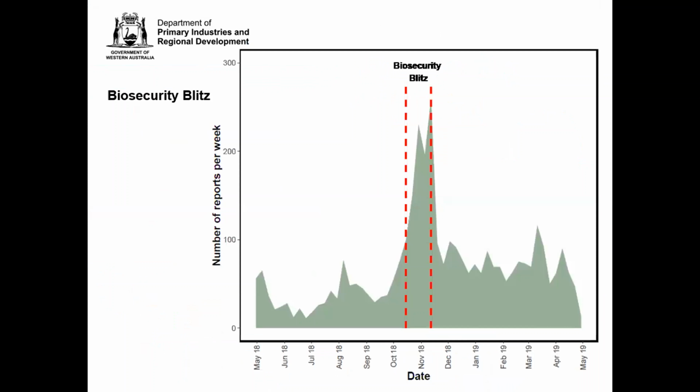This just shows evidence that when you do that communication, you do have an impact. It's just ticking along, and when you run a campaign, you will get the public involved, and they will send you more information about what you need to do in order to better manage your pest species that we've all got to deal with.